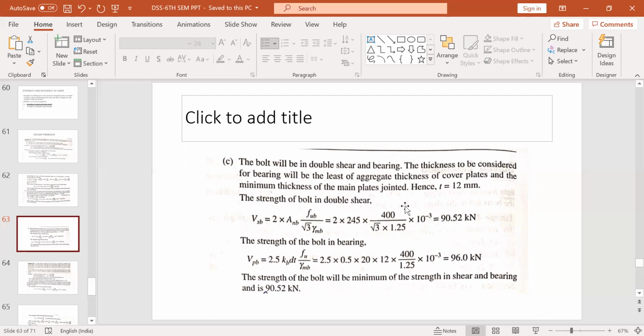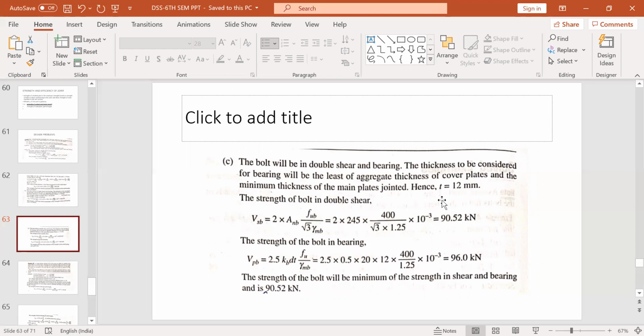10 mm plus 10 mm, 20 mm. What is the thickness of the main plates? Maximum thickness of the main plate? Both are 12 mm. So what is the least value between 20 mm and 12 mm? It is 12 mm. So there you have to consider T as 12 mm. So this is critical. Remember this thing.